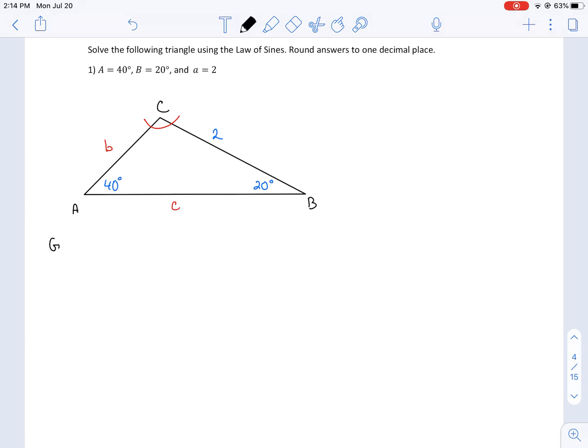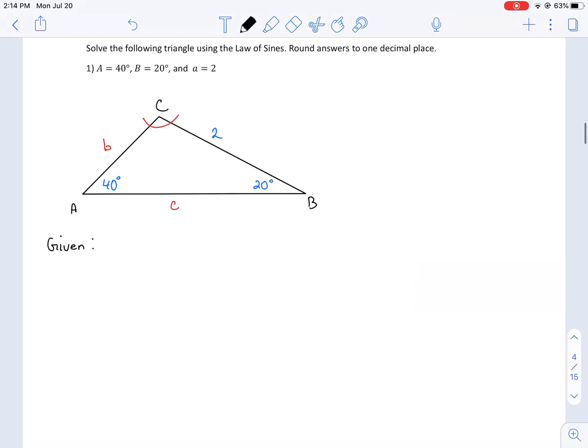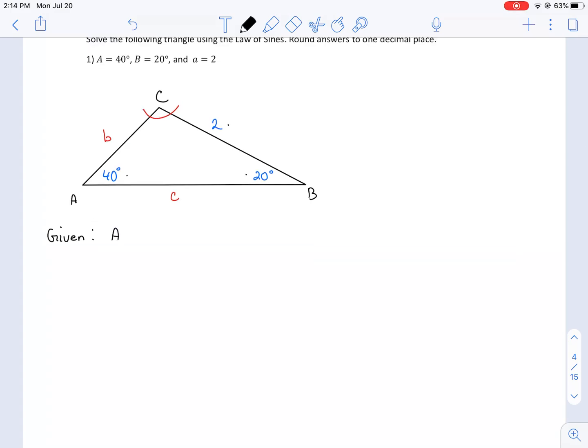And before we begin, I want to know which property of geometry is given. Is it angle, side, angle, angle, angle, side? And it looks like what's given is angle, angle, and a non-included side. So this will be angle, angle, side, which implies that one triangle exists.